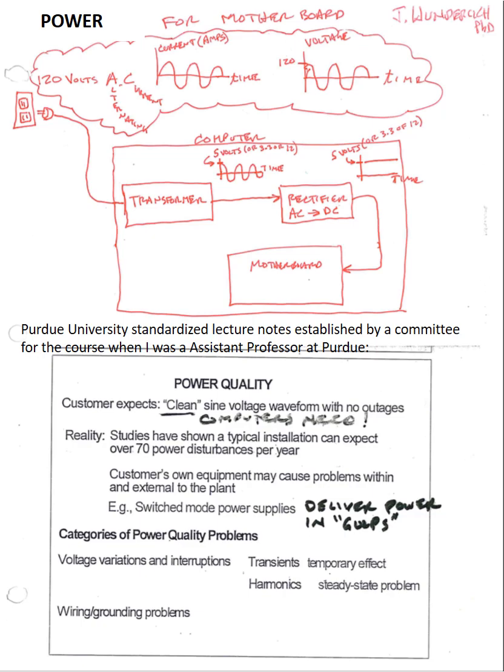Voltage, so categories of power problems: you have variations in interruptions, transients, which are temporary, and starting up systems, robots or whatever, motors. The startup phase is a transient, and then steady state is after the transient, but you can have problems with some harmonics with the waves, different causes. Also, you can have wire grounding problems.